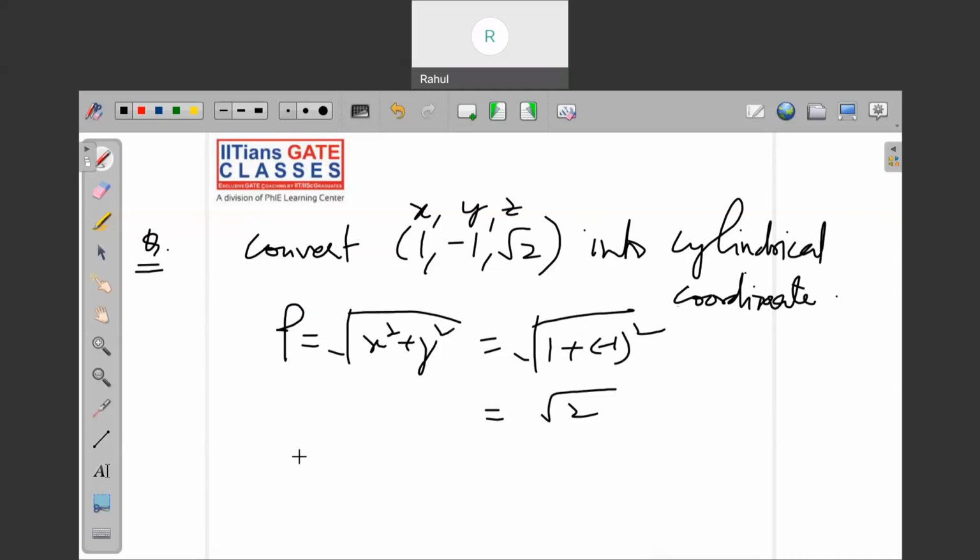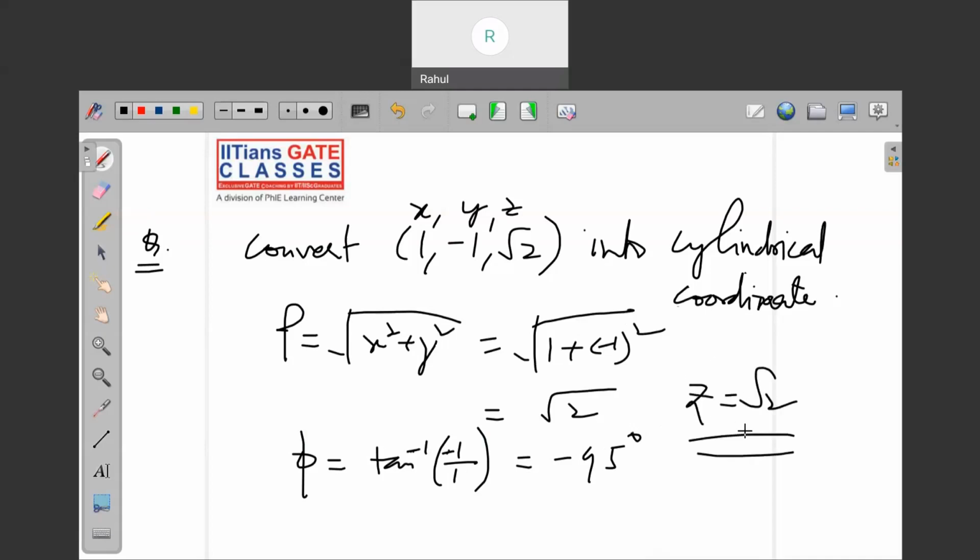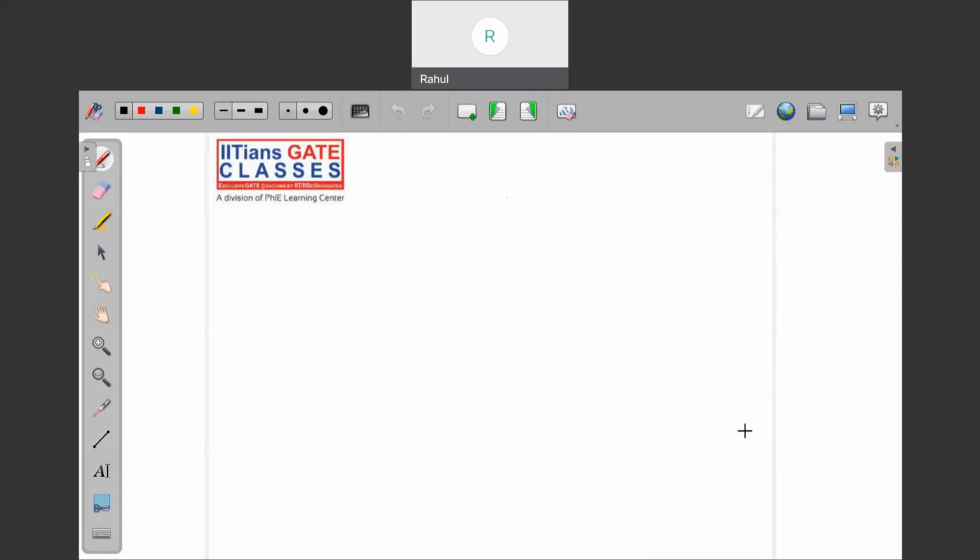And you can find phi. Phi will be tan inverse of y by x, right? 1 by -1, or -1 by 1. So this will give you -45 degree. Okay. And z also you can find. So z will be same, right? So z will be √2 only. So this is how you can compute. So normal question.